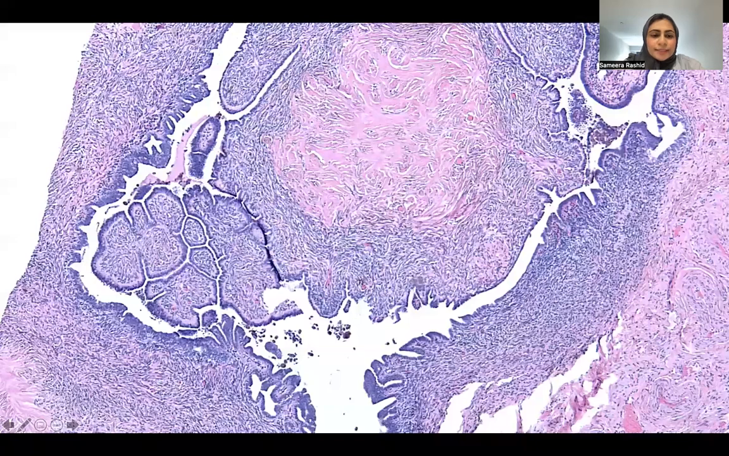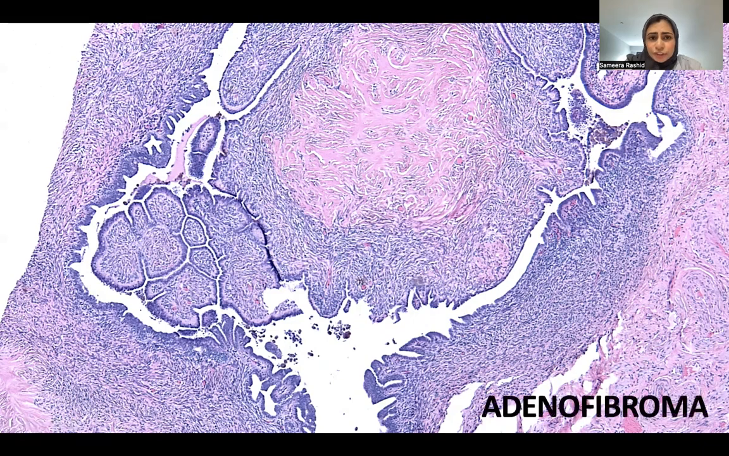This is a benign lesion of the fallopian tube. More commonly, this lesion is found in the ovary. So I have this proliferation of epithelium. In areas, it looks like it's making a gland, but in other areas, it's just some epithelial lining. And the other component of this lesion is the paucicellular stroma, which almost looks like spindle cells. So this is an adenofibroma, a completely benign lesion and more common in the ovary.